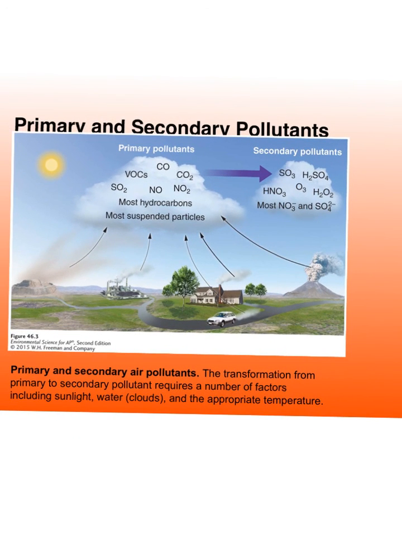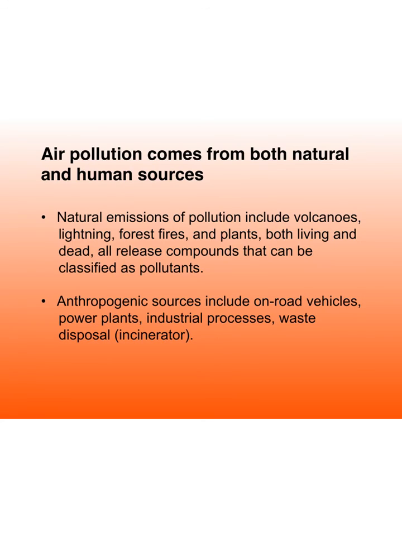All right, so you see here, the transformation from primary to secondary requires a number of factors, including sunlight, water, and the appropriate temperature, right? So at nighttime, a lot of our secondary pollutants will kind of decrease, right, because we lose the sun. Okay, air pollution comes from both natural and human sources. Natural emissions include volcanoes, lightning, forest fires, and plants.